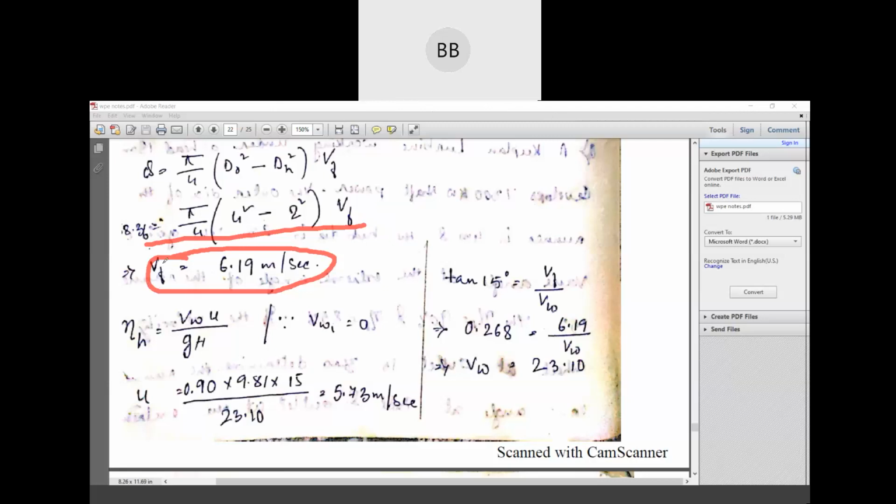So VF is nothing but your vertical velocity component, so the unit will be your velocity unit, meter per second. After that, we need to find out the U value.